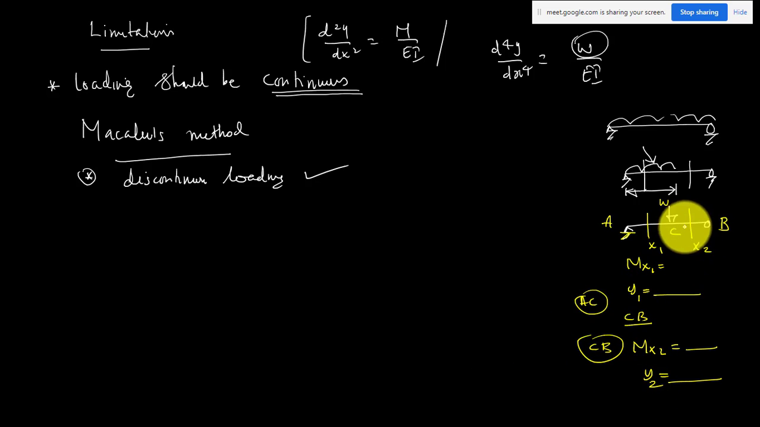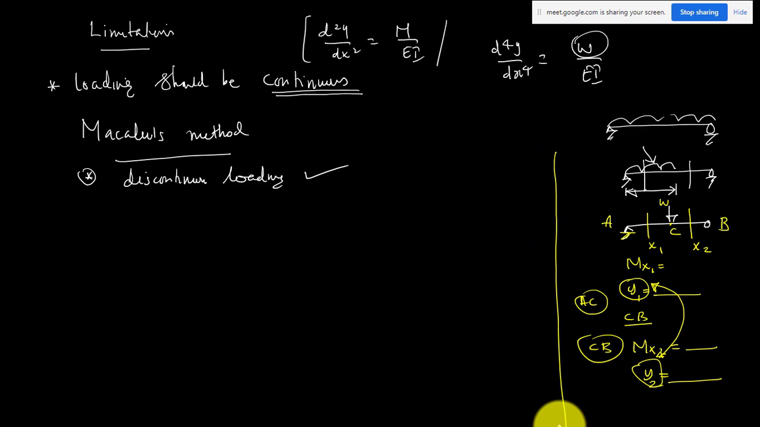So here the thing is the point C is common to segment AC and CB. So we have to match these two solutions, y1 and y2. They should be equal at the point C, because the point is common: the last point of AC is C, and the first point of CB is C. So you have to match these two equations, which takes some more computational effort. That is why the double integration method will become very difficult in such a case. So that method is not recommended if we have this kind of loading.